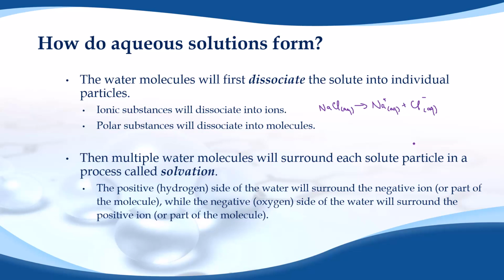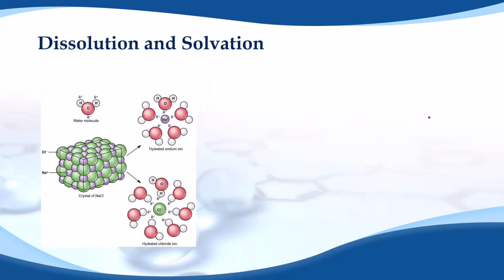because our hydrogen side of the water molecule, which is positive, will surround the negative ion or the negative part of a polar molecule. And then the oxygen side, because that's negatively charged, will surround the positive ion, or the positive part of a polar molecule. And what I have on this slide is an example of what this looks like. So this is crystals of sodium chloride.